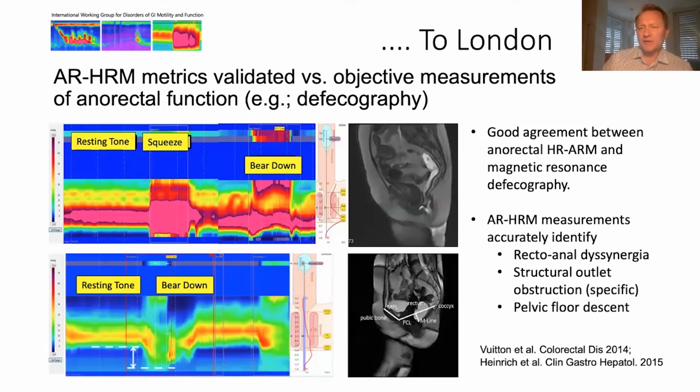Again, similar to the Chicago classification, various researchers validated the metrics used against imaging tests such as defecography, showing that there is a clear correlation between findings, let's say, of dysynergic defecation with paradoxical contraction of the sphincter in the manometry trace to the findings that we find during magnetic resonance defecography. Here, examples during dysynergic defecation and during pelvic descent.